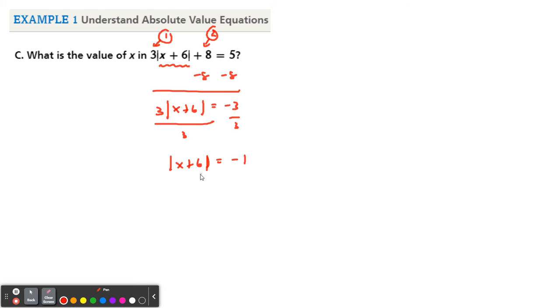And now we have a problem. I just got done telling you that absolute value is the distance from 0, and absolute value always has to equal a positive number. This is a problem because negative 1 is a negative number. An absolute value cannot equal a negative number. So there is no value of x that I could plug in here and the answer would come out to be negative 1. So this has no solution.